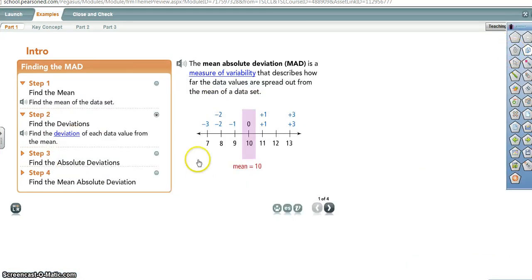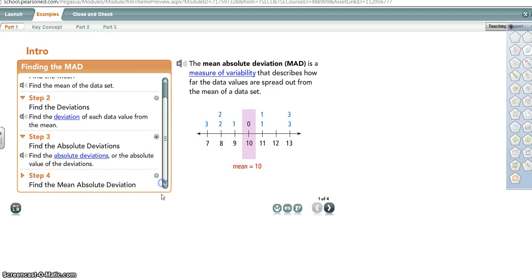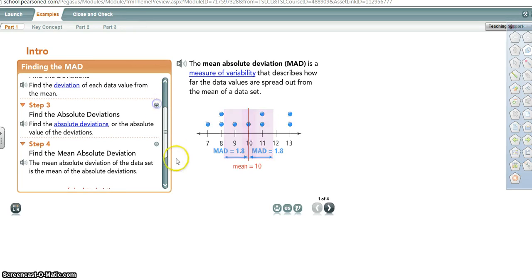So we only think about positive values. So we have all our deviations and we're just going to think of them as positive values. So even though 7 is 3 below the mean and 13 is 3 above the mean, they're both 3 away from the mean of 10. And then we find the mean absolute deviation. So we find the mean of all of the deviations. They show the work here, but let me kind of go back to the last picture so I can be more clear about what they're doing.